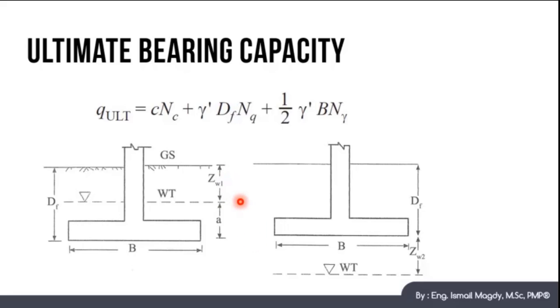For the upper part, we will use the gamma dry of the soil and multiply by its depth, while for the lower part, we are going to use the gamma effective, which is the gamma saturated minus the gamma water, and multiply it by its depth. This equation actually is going to be pretty easy once we start solving some examples.